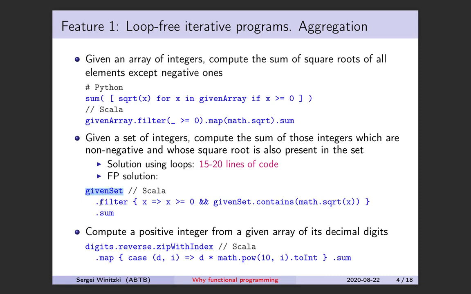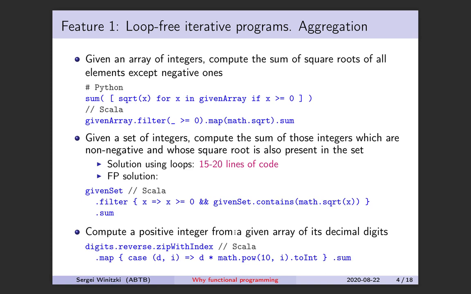We have a set. We filter the set by the condition that the value is non-negative and the set contains the square root of that value, and then we compute the sum of the resulting numbers. So this is the kind of computation that replaces loops and is available in the functional programming languages.